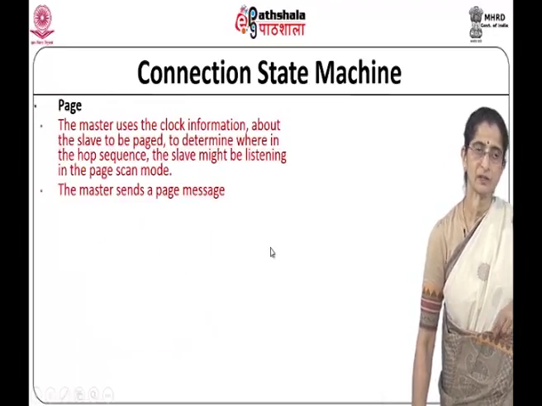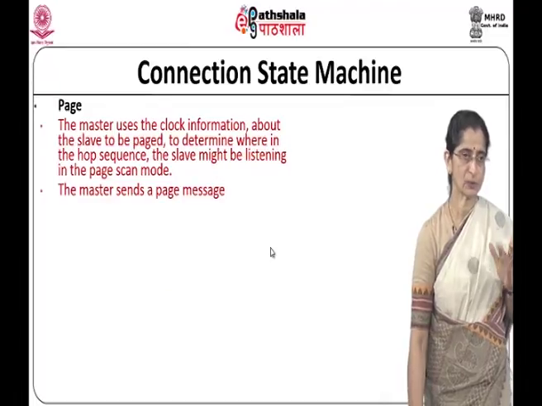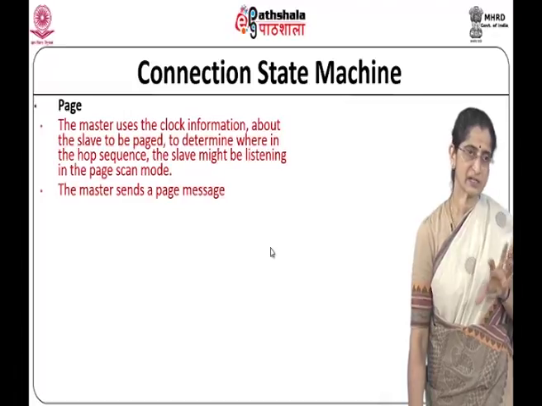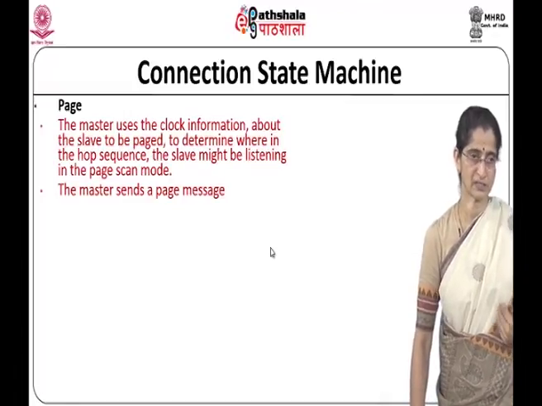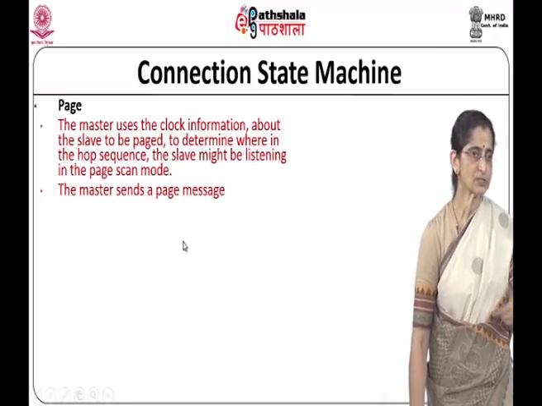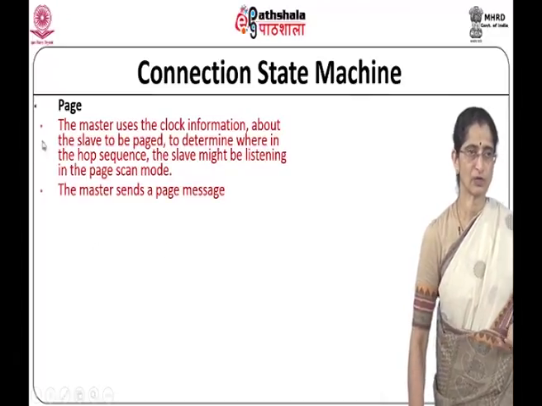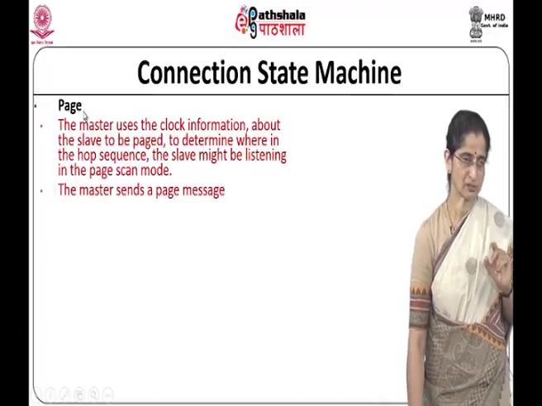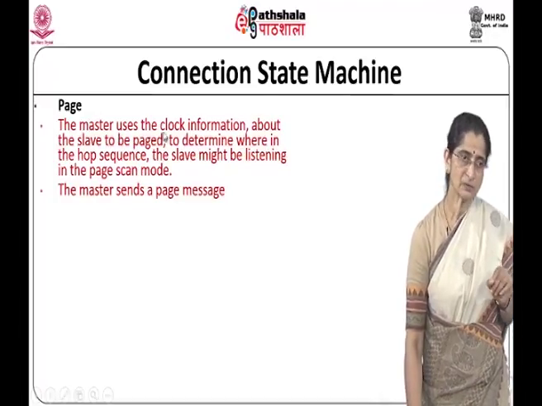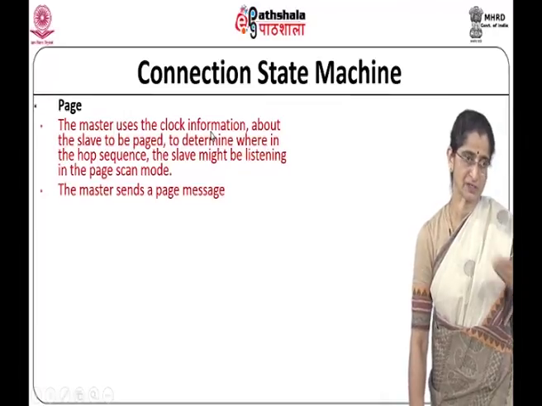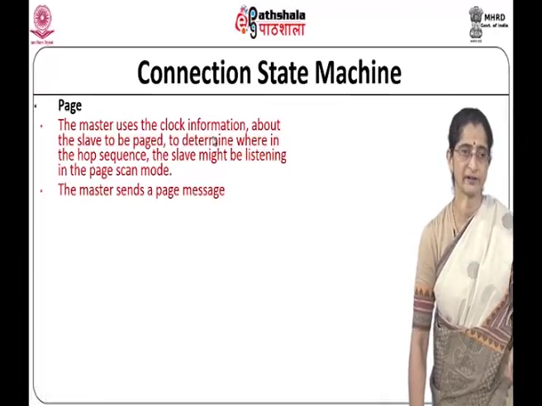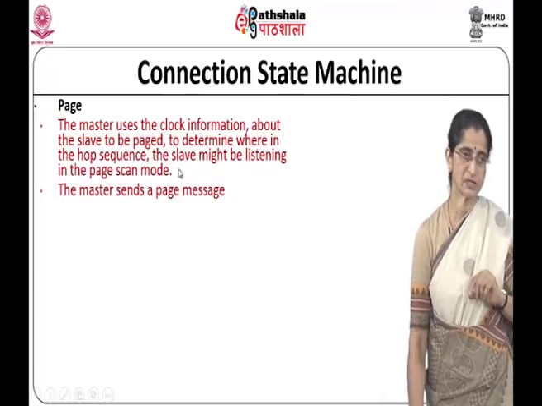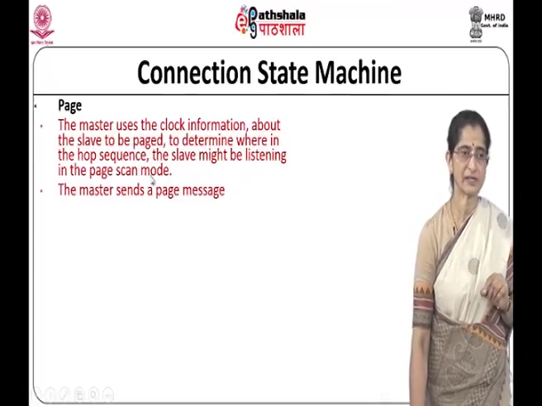Okay. So, after the inquiry happens, what has happened is that it has just discovered the different devices. You have still not decided whether you are going to start talking to those devices as such. That happens only in the next phase, where we use what is called a page mechanism. In the page state, the master will use the clock information which came from that slave device when it enquired it, about the slave to be paged, to determine where in that hop sequence the slave might be listening in the page scan mode.